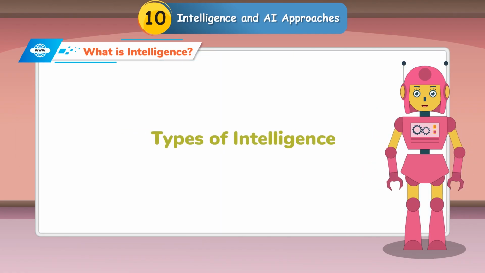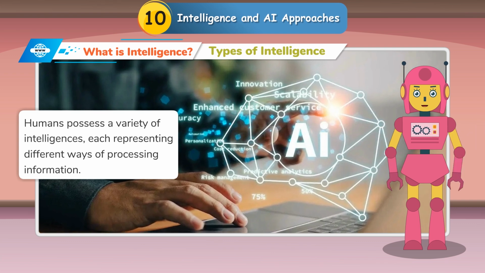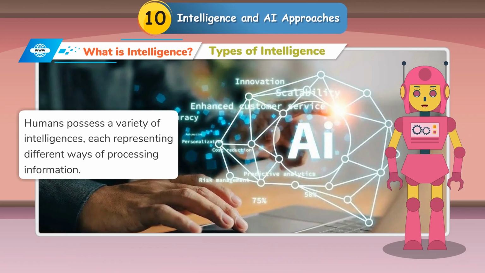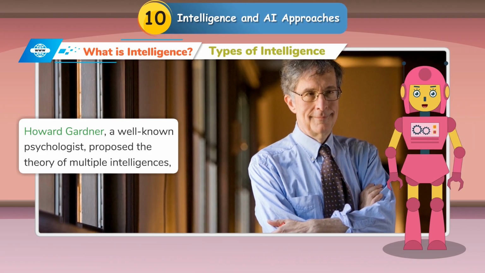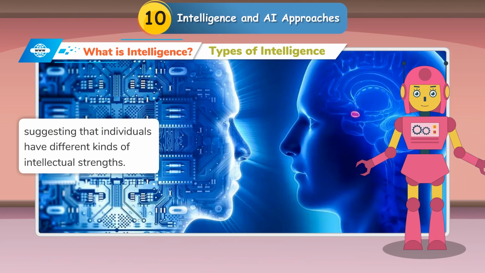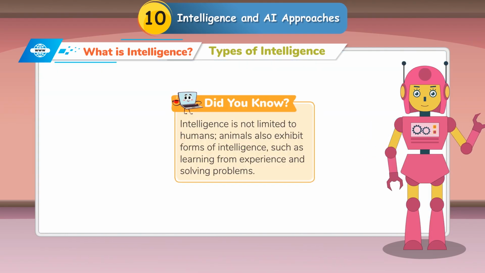Types of intelligence. Humans possess a variety of intelligences, each representing different ways of processing information. Howard Gardner, a well-known psychologist, proposed the theory of multiple intelligences, suggesting that individuals have different kinds of intellectual strengths. Did you know? Intelligence is not limited to humans. Animals also exhibit forms of intelligence, such as learning from experience and solving problems.